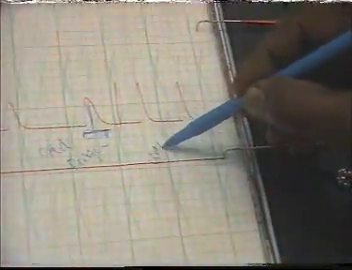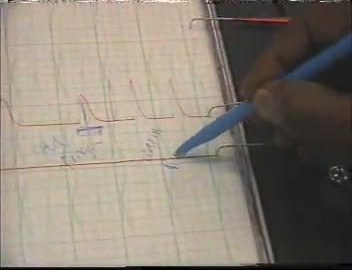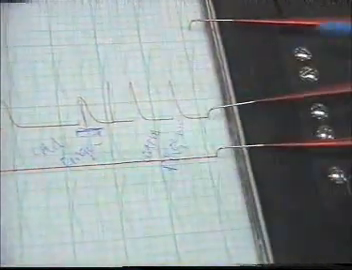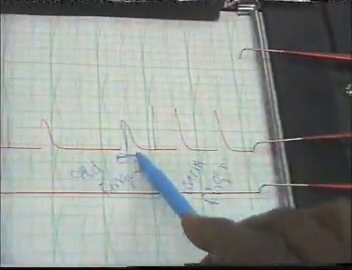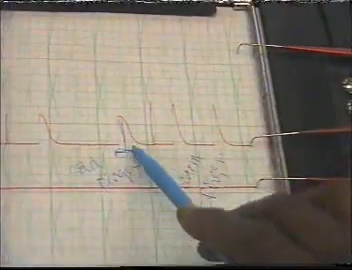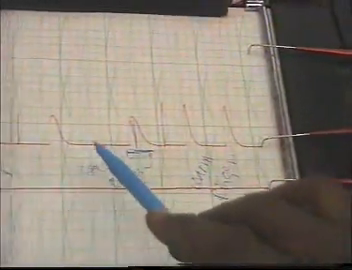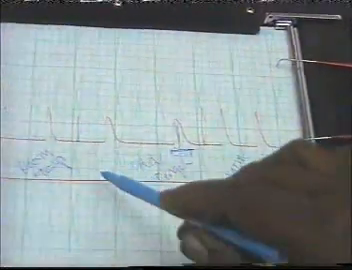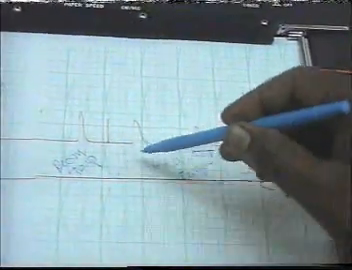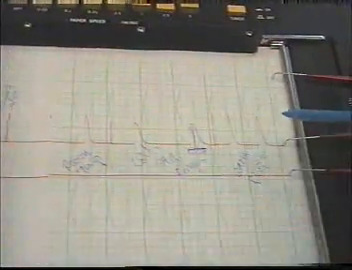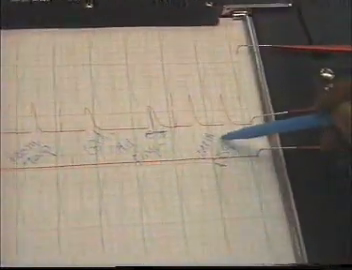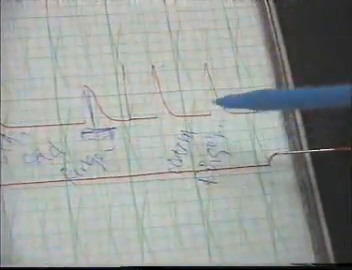This is more ringer solution. So the effect of temperature: cold ringer decreases the amplitude and the contraction cycle increases also. This is at room temperature, and here this is warm ringer.